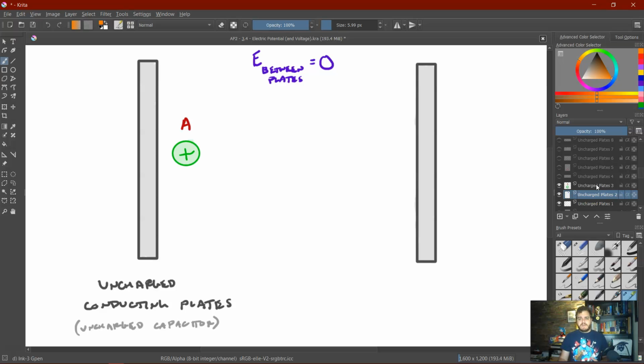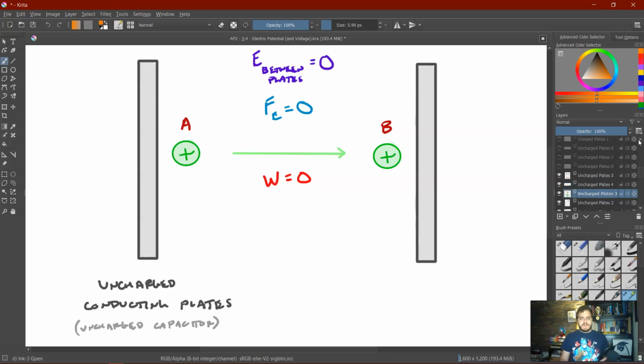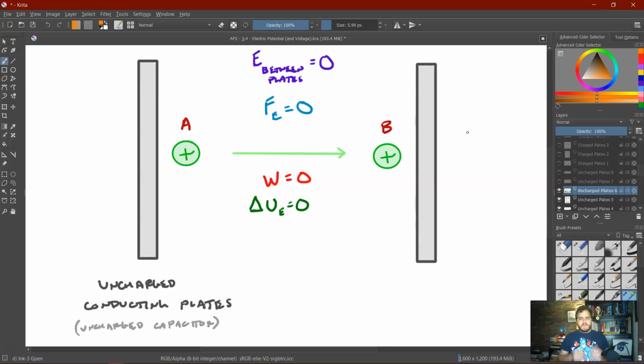So if I place a charge in this zero electric field at point A, and then I move it to point B, well, there's no electric force stopping me from doing that. And that means there's going to be no work required from me. We can just do it without expending any energy. Well, if there's no work, there's no change in electric potential energy. And if there's no change in electric potential energy, none of that is stored.